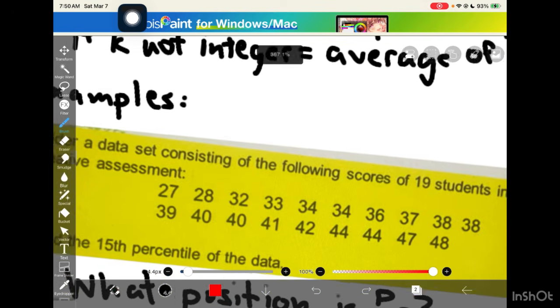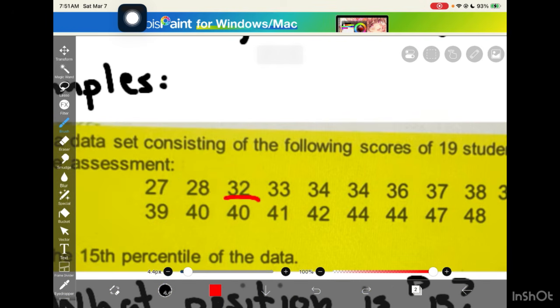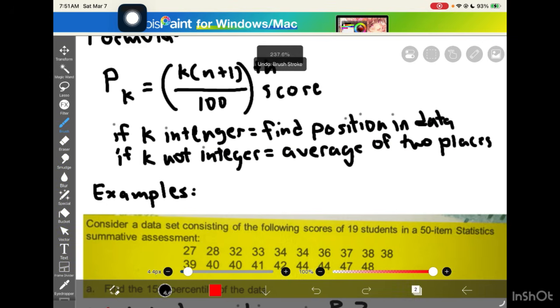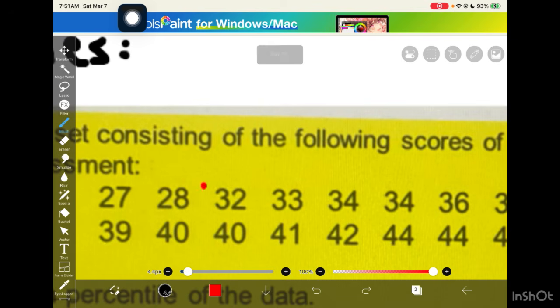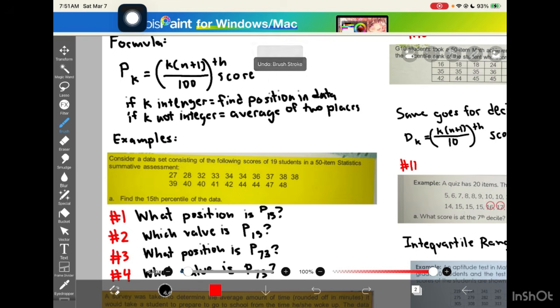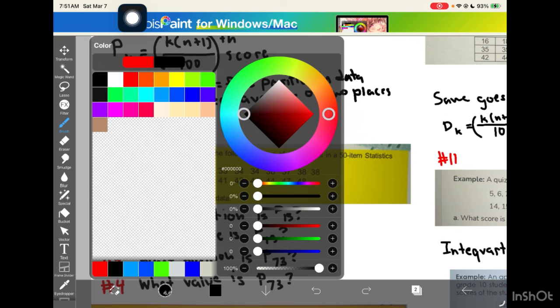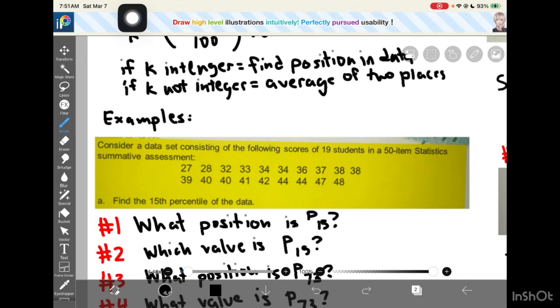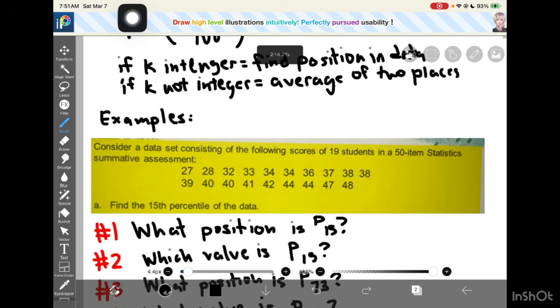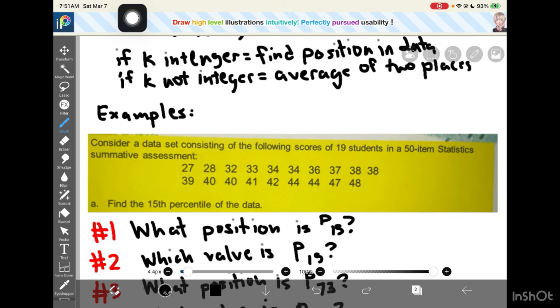You can just count like 1, 2, like first, second, third or fourth, something like that. But if it's not an integer, let's say 3.7, you need to get the average between the third and fourth data. So let's try this one. So first one, we consider this data set of 19 students and find the 15th percentile of the data.